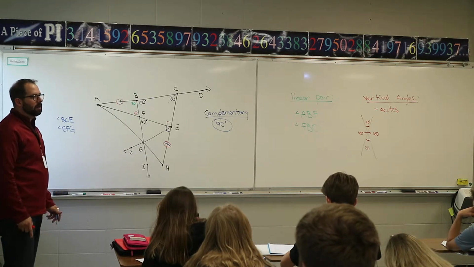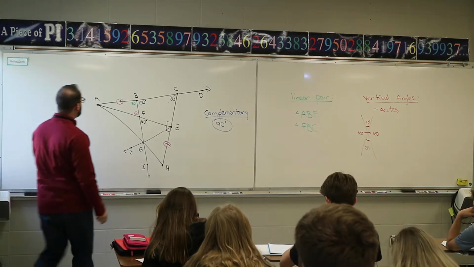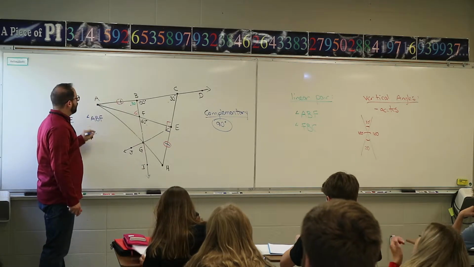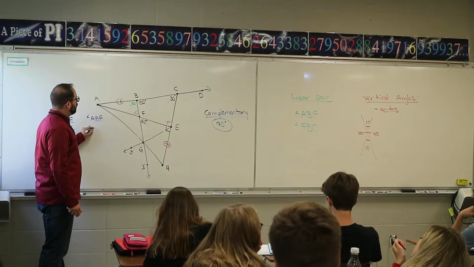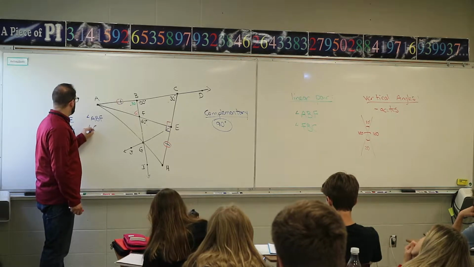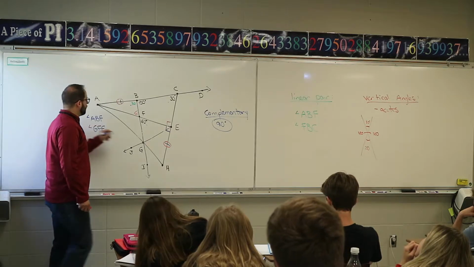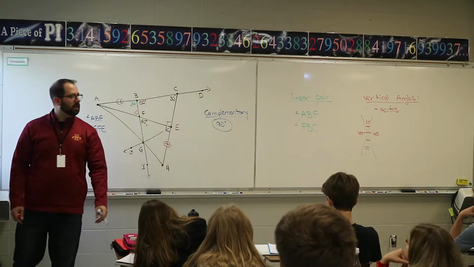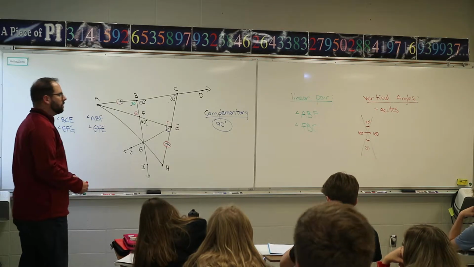Another pair. Okay, what do you got? ABF. Boom, there's that one. And GFE. I'll go with that. That's this angle right here. Those add up to be 90. Complementary. Easy. Now, here's my question.